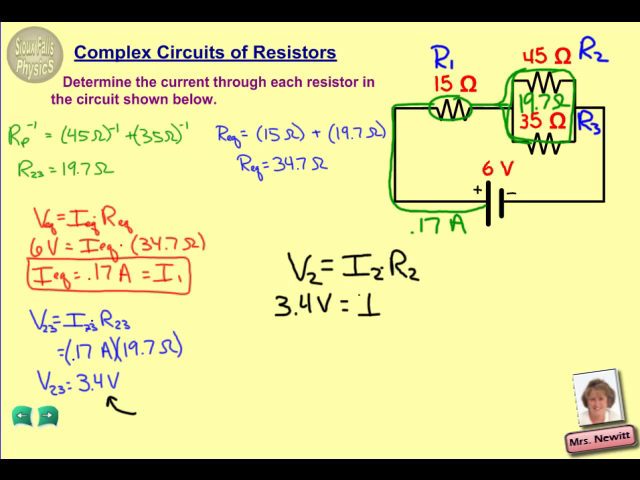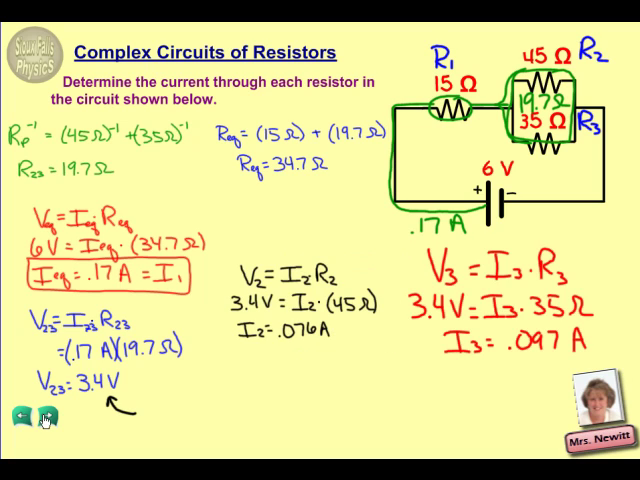The current is our unknown. Resistor 2 was 45 ohms, and that gives us a value for current 2 as 0.076 amps. Now we can repeat the process, which again I've already done here to save us a little bit of time, for resistor 3, again using the same voltage of 3.4, using its individual resistance of 35 ohms, and we get a total current through resistor 3 of 0.097 amps.